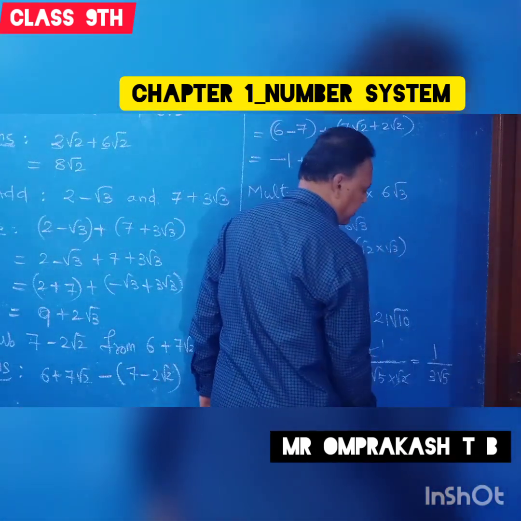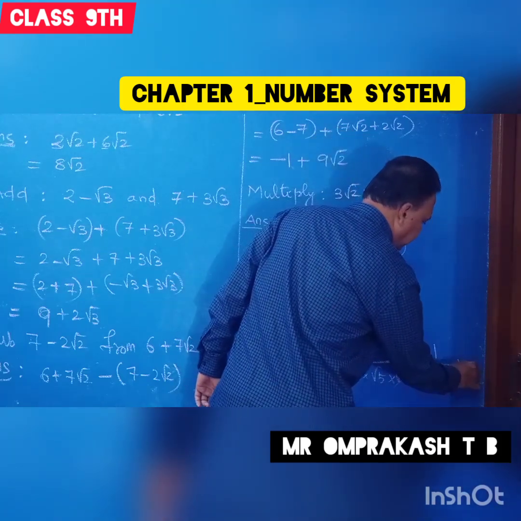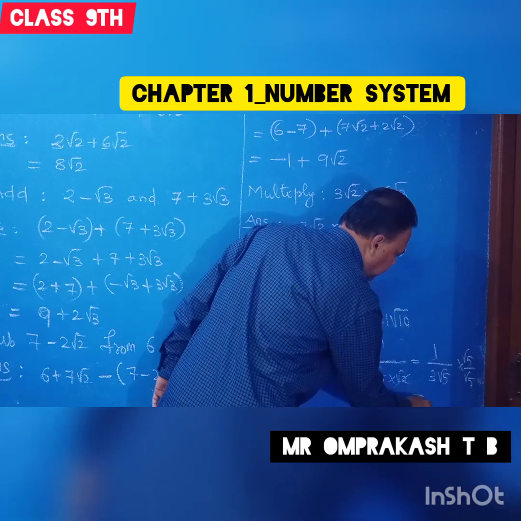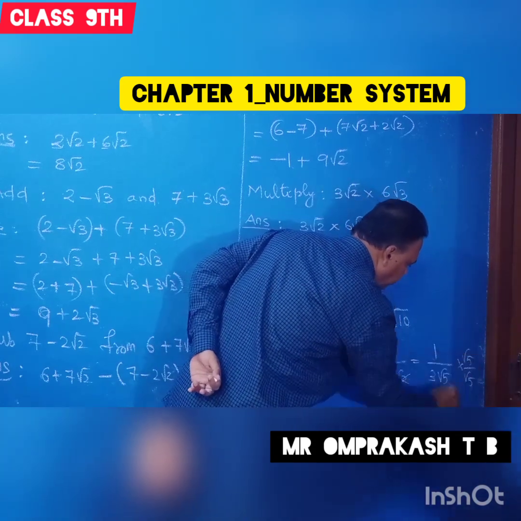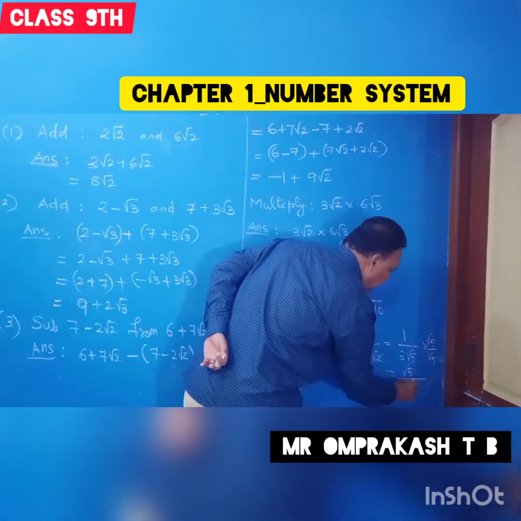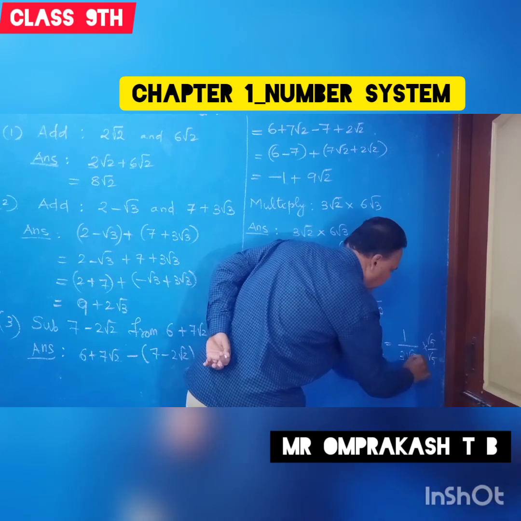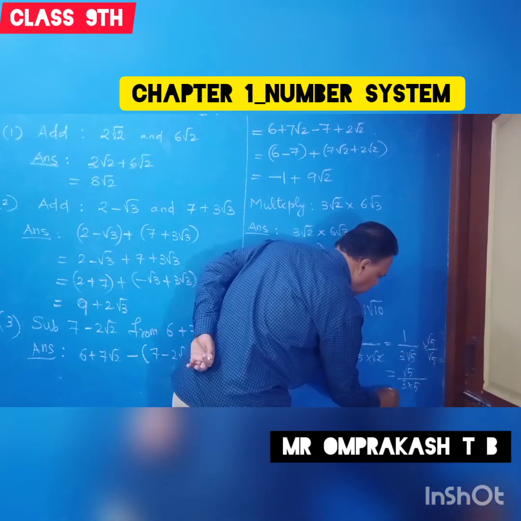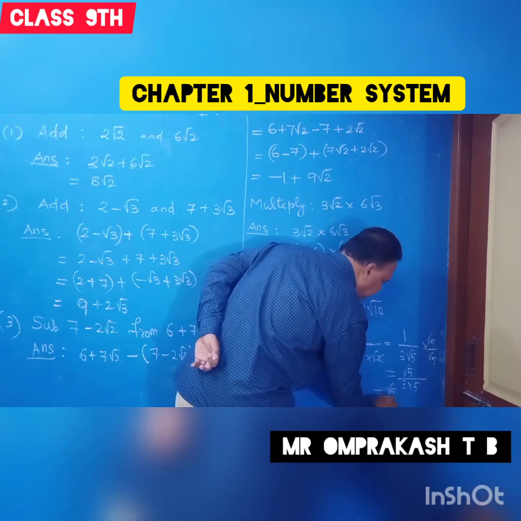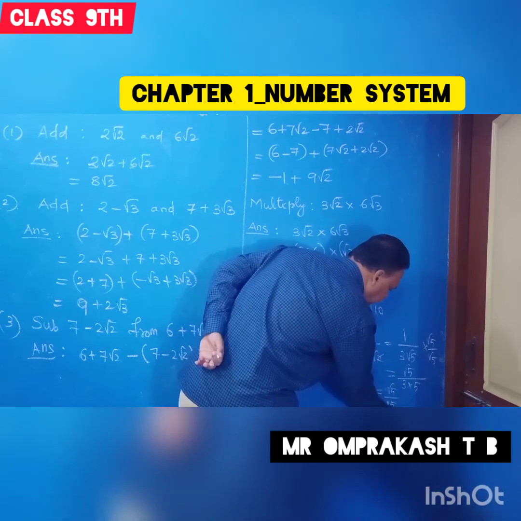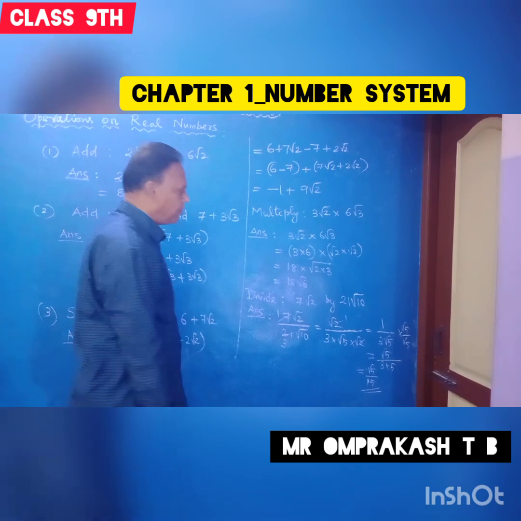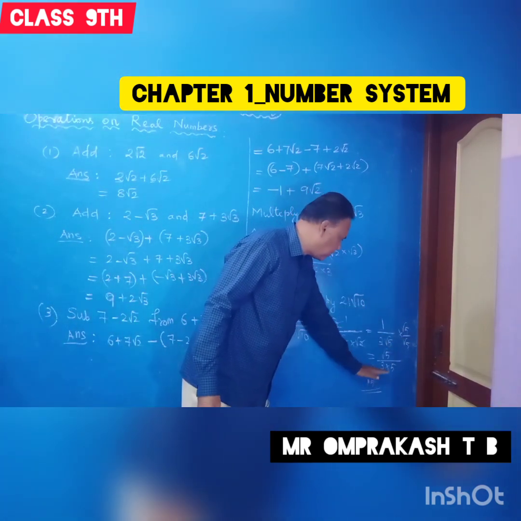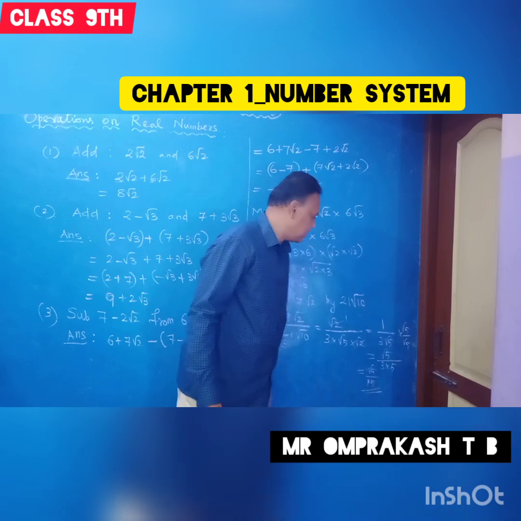Further you can simplify by multiplying this root 5 by root 5. That is equal to 1 into root 5, then 3 into 5, root 5 into root 5 is 5. Clear? That is root 5 by 15. This one later on I will explain properly. That is taking the conjugate we are doing. Clear?